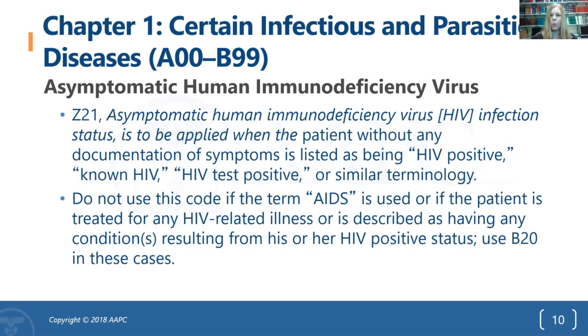Code Z21 is only used for patients who have never exhibited a sign or symptom of that active disease. Once you move out of that and go into that B20, you can never go back and use that Z21 again. Even if the opportunistic infection is treated and the patient gets better and seems fine, once they've been assigned B20, they can't go back to using Z21. That can't be assigned again going forward.